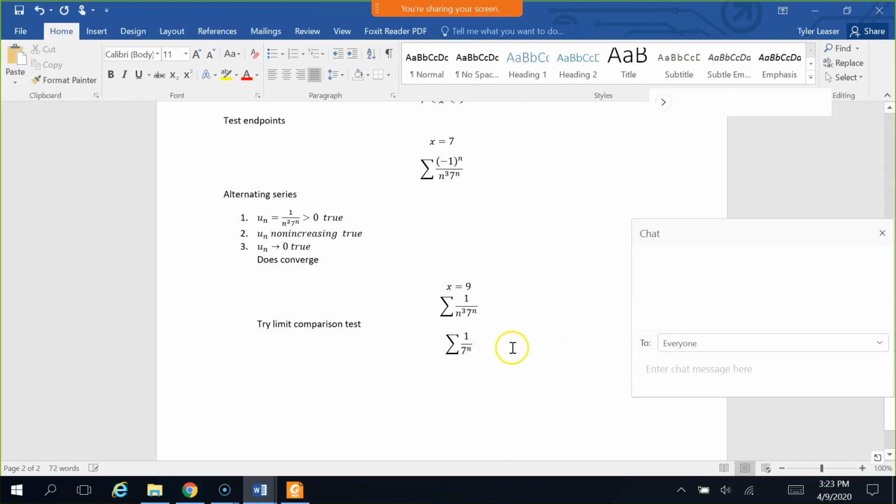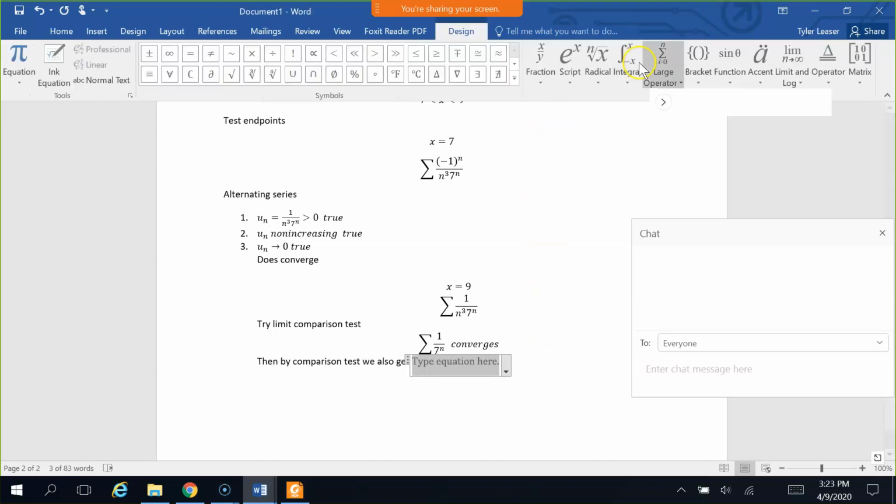The reason I'm comparing it to that is because 7 to the n blows up to infinity a whole heck of a lot faster than n cubed blows up to infinity. So this is going to be kind of the dominating term of my series here. We also should, it's easy to see, I hope anyway, that this converges. We could just do the integral test with, but it should be easy enough just to see that that is definitely going to converge just based on how big that denominator goes to 0. And because that converges, then by the comparison test, we also get that the other one converges.